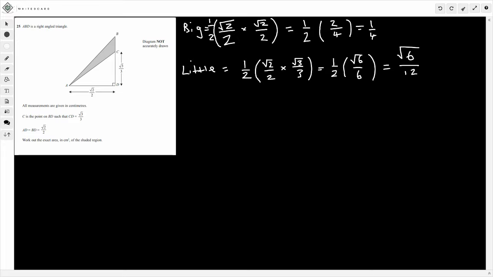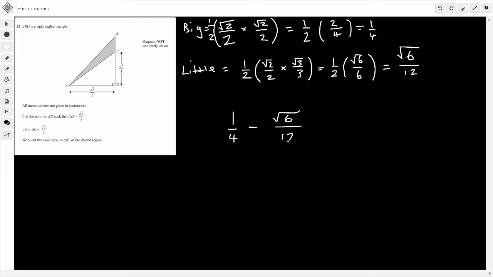So we know the area of the bigger triangle, and we know the area of the little triangle. Now, just be very careful. It says work it out in its exact form, or the exact area, so that means you've got to keep the square roots here, guys. So what we're doing now is the big area minus the little area. So 1 quarter minus root 6 divided by 12.